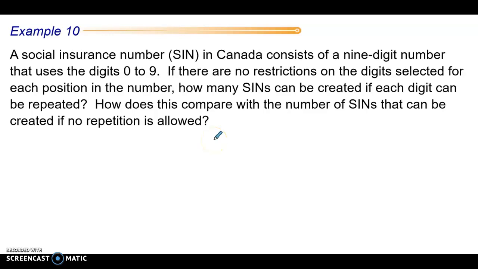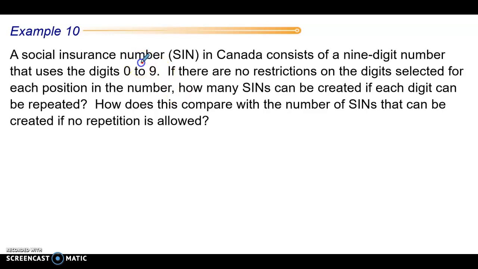Section 2.3, Example 10. The social insurance number in Canada consists of a 9-digit number that uses the digits 0 to 9. If there are no restrictions on the digits selected for each position in the number, how many social insurance numbers can be created if each digit can be repeated? How does this compare with the number of social insurance numbers that can be created if no repetition is allowed?